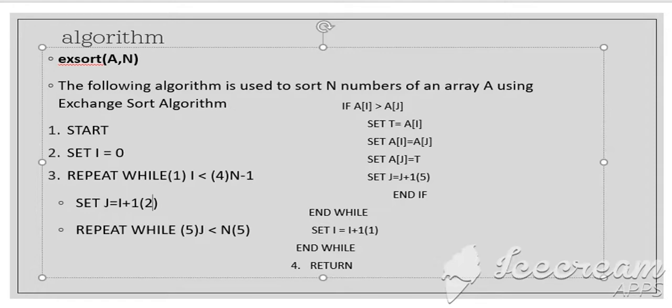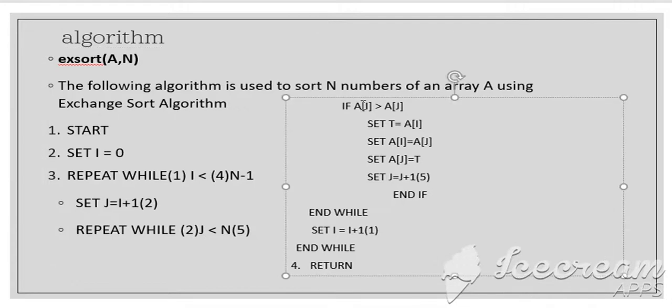So the value of j becomes 2. And the condition is evaluated as 2 less than 5. The condition is true. A of i, now the value of i is 1, so the comparison happens between the second element and the third element, that is, the index 2 is the third element. 1 and 2 will be compared. After comparing, if it is greater, swapping will occur.